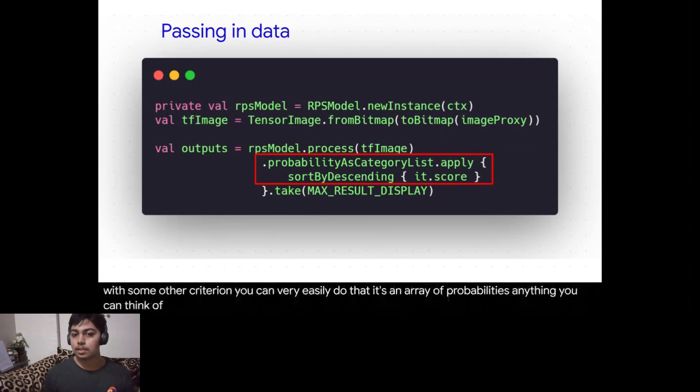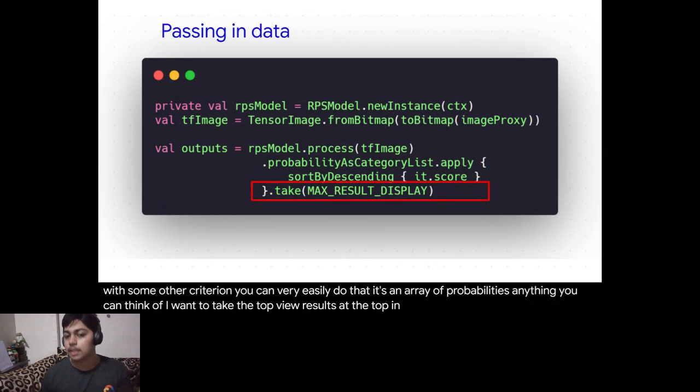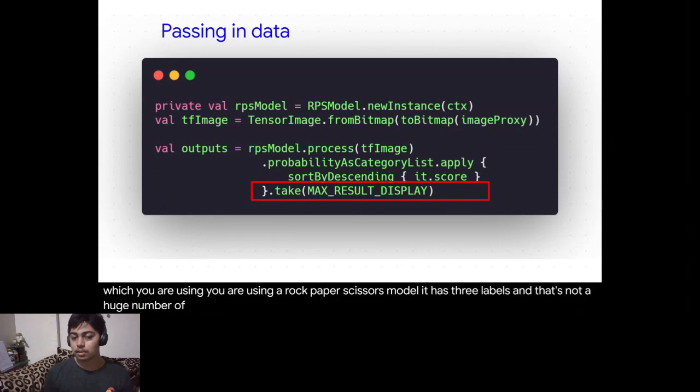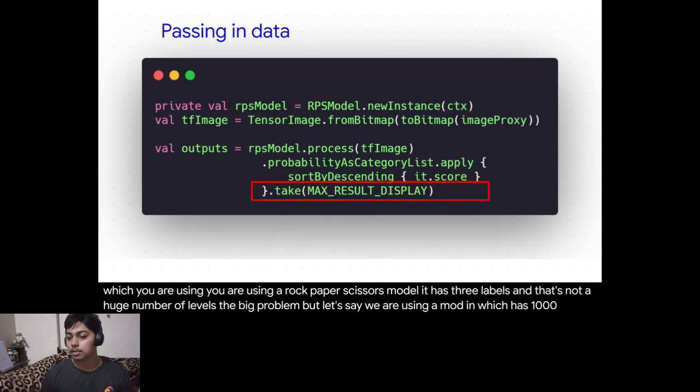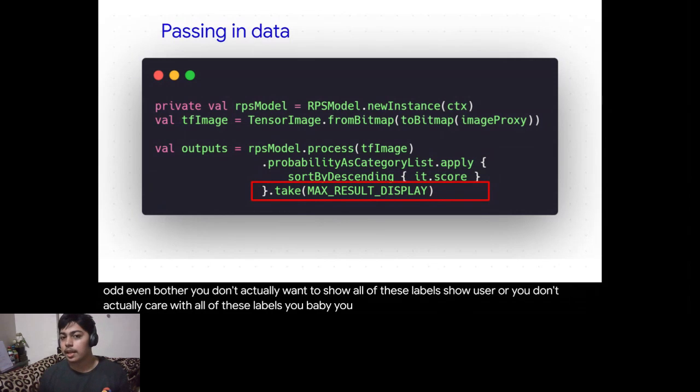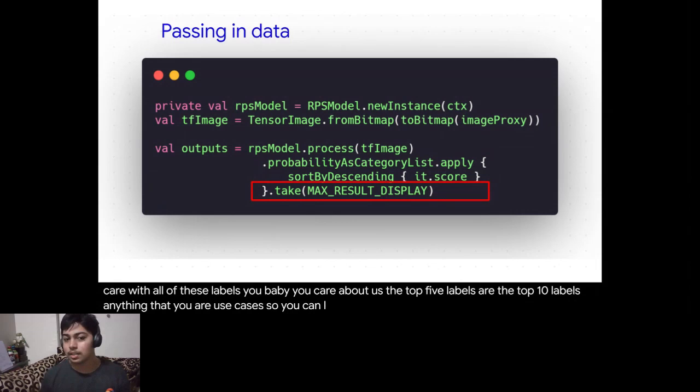After this, I also want to take the top few results, or the top n results, as I like to call it. Remember the model which you are using here: a rock, paper, scissors model. It has 3 labels, which is not a huge number, no big problem. But if you're using a model which has 1000 labels or even more, you don't actually want to show all of these labels to a user, or you don't actually care about all of them. Maybe you care about just the top 5 labels or the top 10 labels, anything that your use case needs. So you can simply specify it over here. In this case, it's just 3 labels, so nothing great to worry about.